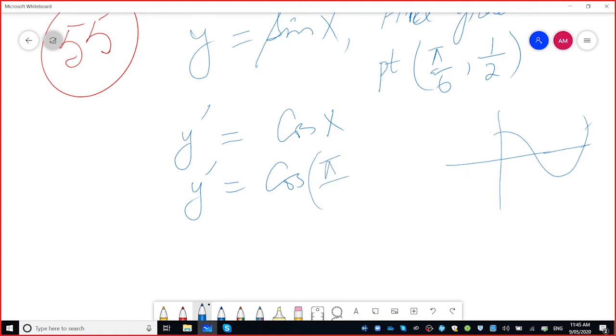So you would put x as pi over 6. We had y bar as cos x. So what would be the answer? The answer is square root 3 over 2. Yeah, that's the answer.